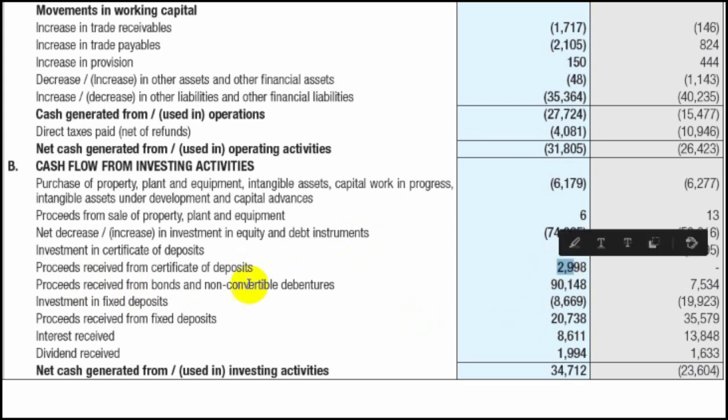Then we see 29 crores coming in from certificate of deposits. These are the payment it received. It also received cash from bonds and non-convertible debentures of 901 crores. 86 crores went into investments in fixed deposits. 207 crores were proceeds received from fixed deposits which they must have done in the previous year. Company also received an interest of around 86 crores and dividend received of around 19 crores. So the total cash generated from investing activity was 347 crores in 2019 against 236 crores going into investing activity in 2018.